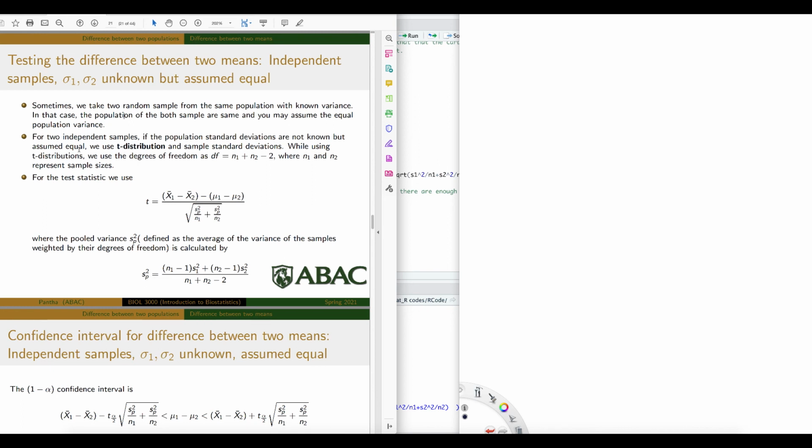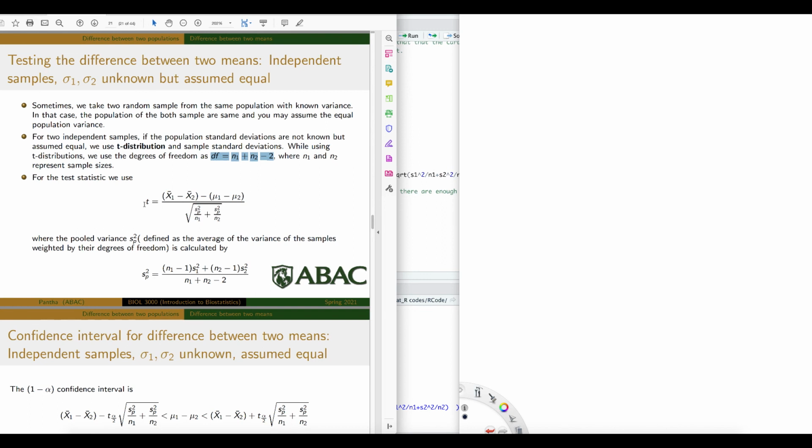For two independent samples, if the population standard deviations are not known but assumed equal, we again use the t distribution and the sample standard deviation. While using the t distribution, the degrees of freedom is n1 plus n2 minus 2. Don't forget this. This is a different formula for the degrees of freedom than we had in the previous case, where n1 and n2 are the sample sizes.